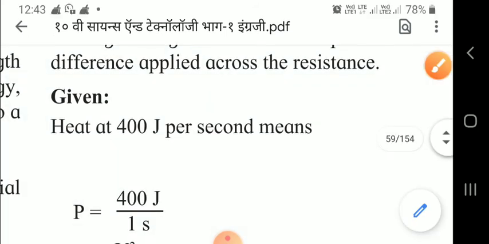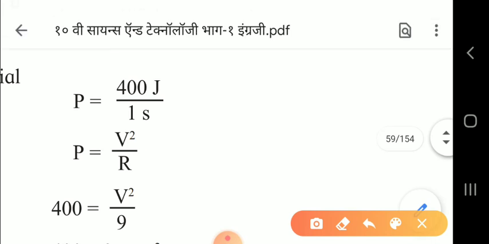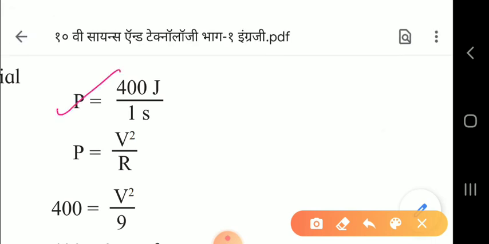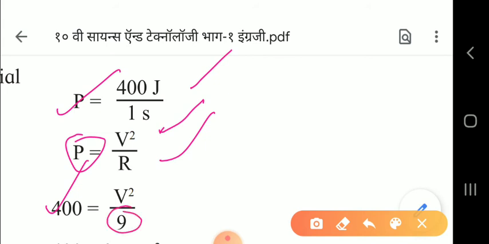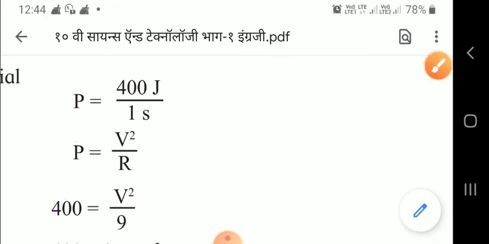So P, that is power, is equal to 400 joule upon 1 second. So P is equal to V square upon R. P is given 400, we will put the value. R is given 9. So we have to remove V square.